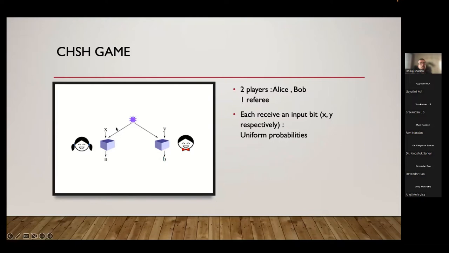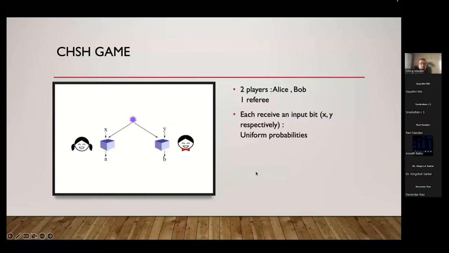These bits X and Y are randomly distributed between 0 and 1 with probability half each. Each of these bits is independently zero or one with probability half. So it could happen, with 1/4 probability, that both inputs are zero, or x is zero and y is one, or y is zero and x is one, or x is also one and y is one. Each of the four outcomes is possible with probability 1/4. So we have two independent uniform bits, X and Y, which are given to each of these two players.